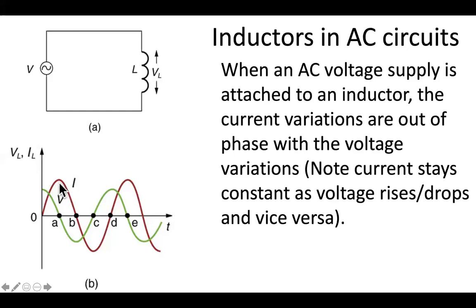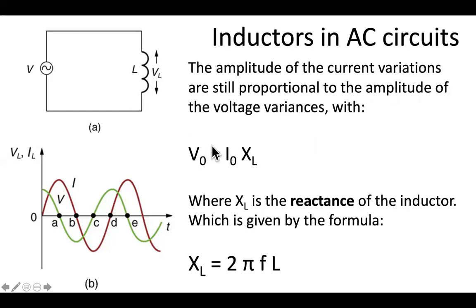So in this case, we no longer have voltage and current tracking each other, but they're both oscillating at the same frequency or with the same period. And it turns out the amplitude of the voltage variations and the amplitude of the current variations are still proportional to each other. It's just they're no longer determined by just the resistance. It's determined by something called the reactance. This is again because people who do electricity and magnetism have to name everything with cute names.